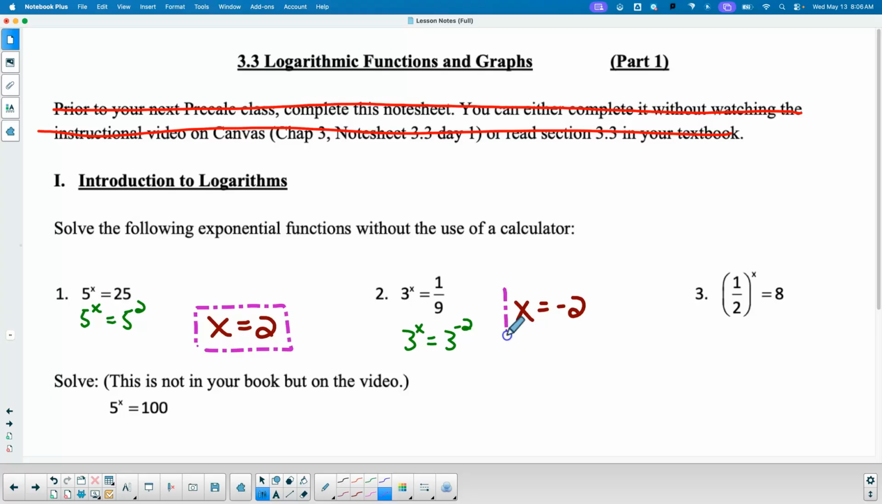Next one. -3. Yep. So 1/2 to the x power, and 8 is 1/2 to the -3 power. So x would be -3 there.